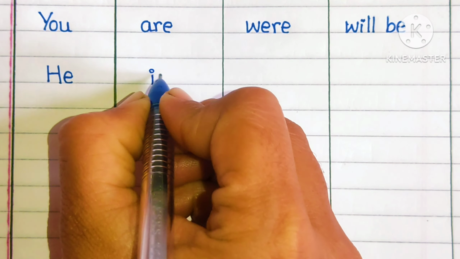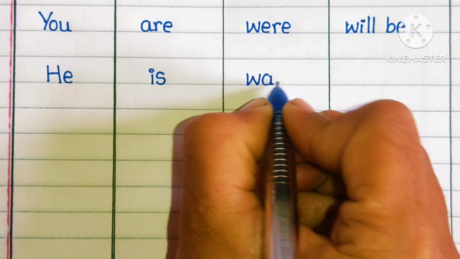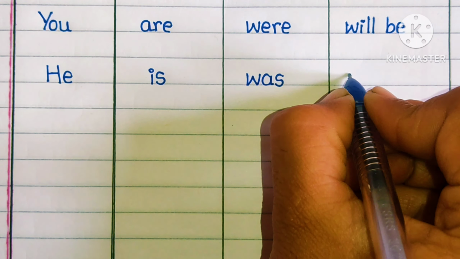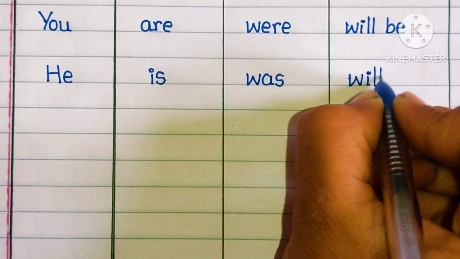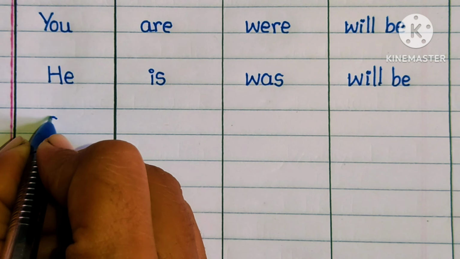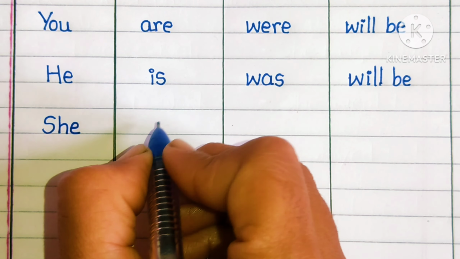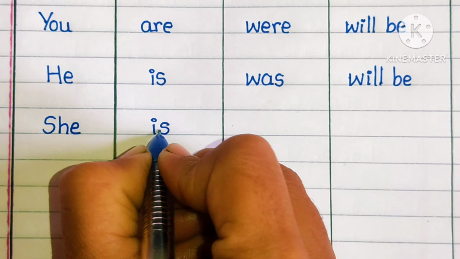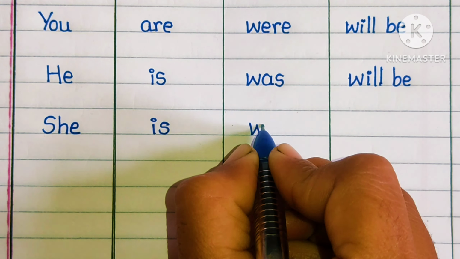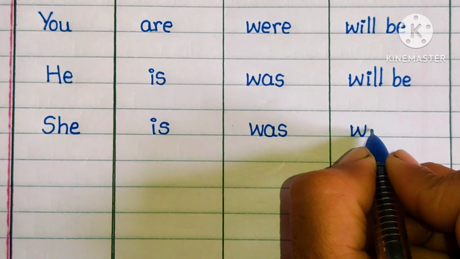Next one is he. In present tense we use it as is. In past tense was, and future tense will be. She: is, was, will be.